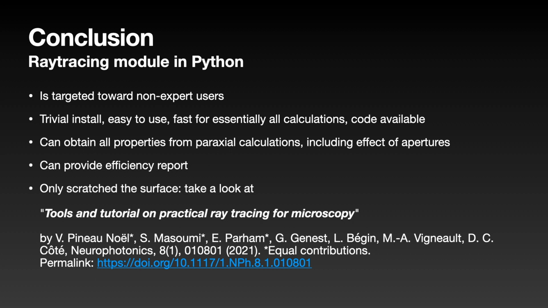In conclusion, I barely scratched the surface, but we have introduced a ray tracing module in Python that's targeted towards non-expert users. It is trivial to install, easy to use, fast for essentially all calculations, and the code is freely available. You can obtain all the properties that you would obtain from paraxial calculations, but it also includes the effect of apertures. It will give you an efficiency report if you request one. And you can learn more by looking at the tutorial that we have recently published in the Neurophotonics Journal.